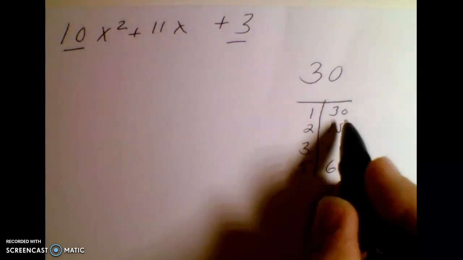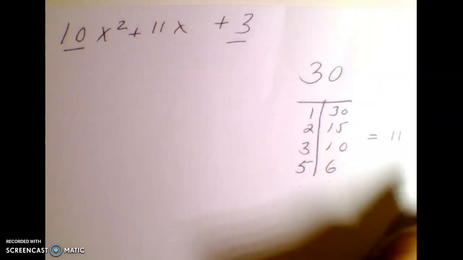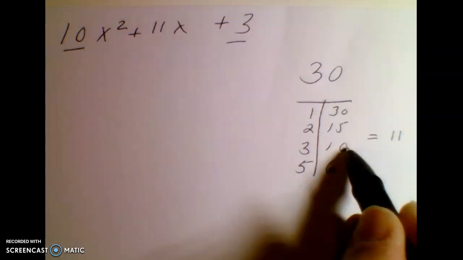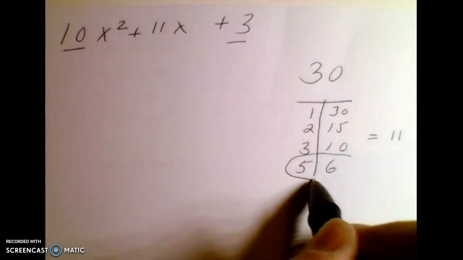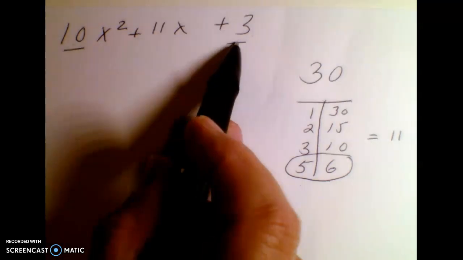Now I'm looking for 2 of these whose sum is 11. All right, so it's not these, not this, not this. Oops, we get to the last one right there. And 5 and 6 is 11. Okay, so that's the same as when we did the first one. The only difference is we had to multiply these together.